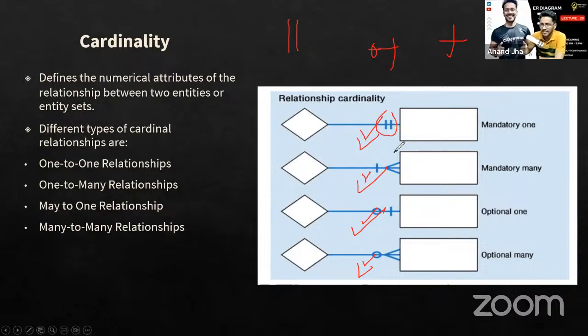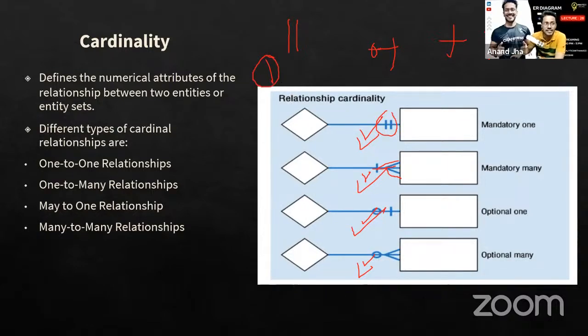Mandatory one. Then there is a mandatory many. One customer can have many transactions, but at least that customer will do at least one transaction. So mandatory many is nothing but like this. The single pipe stands for mandatory.